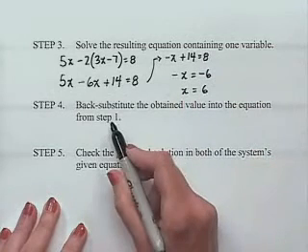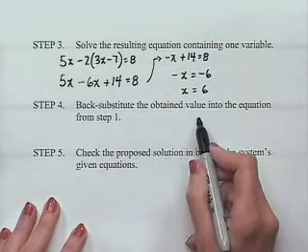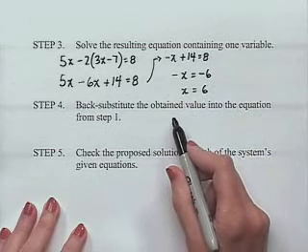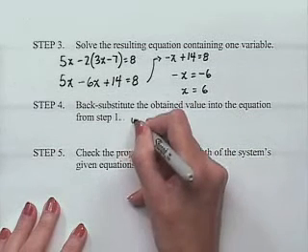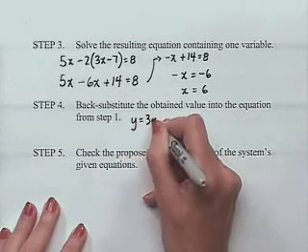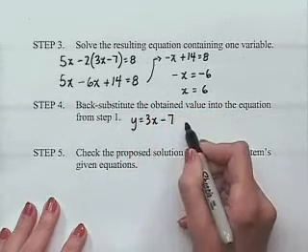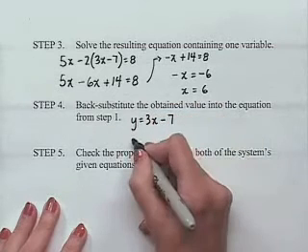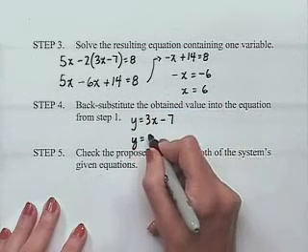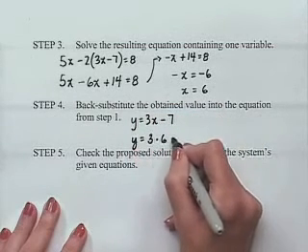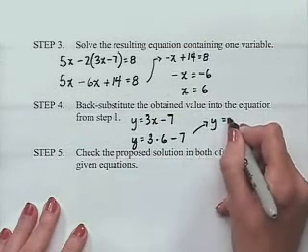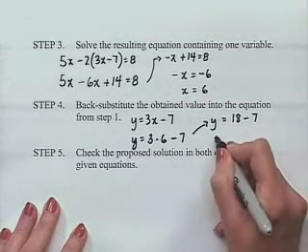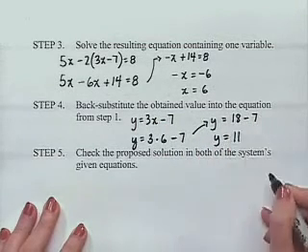Step 4, back substitute the obtained value into the equation from step 1. Well, in step 1, let's recall that we had y equals 3x minus 7. We're now going to take our value of x and substitute into this. We're going to have 3 multiplied times 6 minus 7. Our y value is going to equal 18 minus 7, and so our y value is equal to 11.